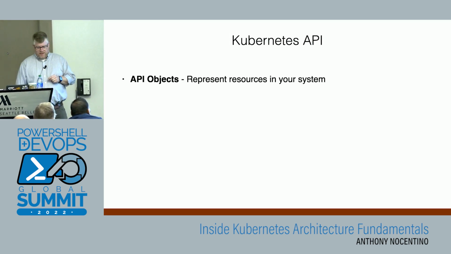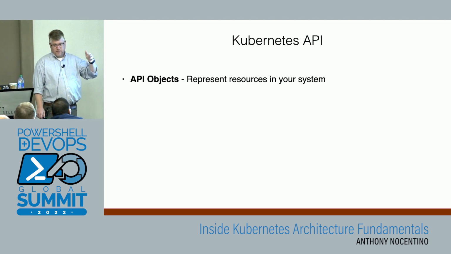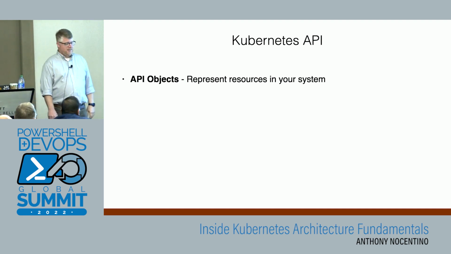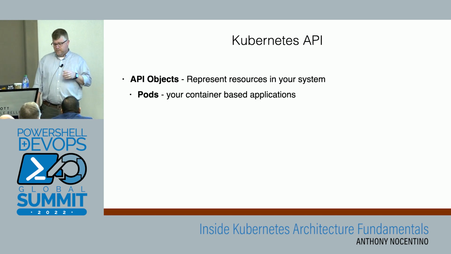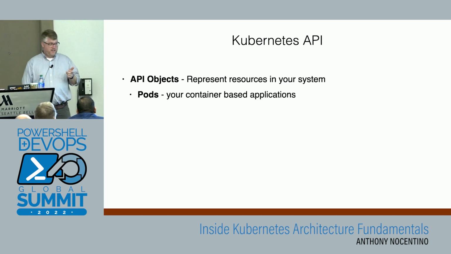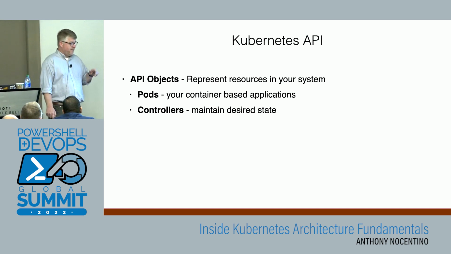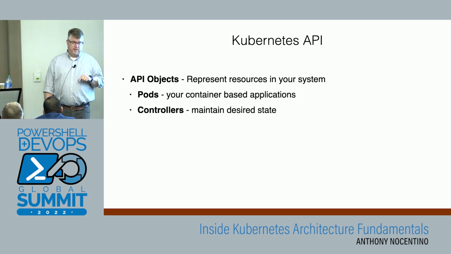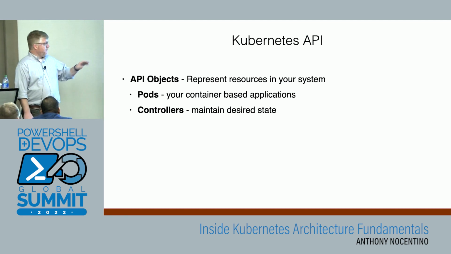So let's jump ahead. So the API objects, right? We have that thing called the API server, but we want to build stuff and deploy apps. And so that's where these API objects come in. They represent the things in your system or the resources available in your environment. So pods are going to be your container-based applications, right? Controllers are going to be the things that maintain your desired state. We're going to focus today on what's called a deployment controller, and a deployment controller will create a workload or an application that we want to deploy in our cluster, right?